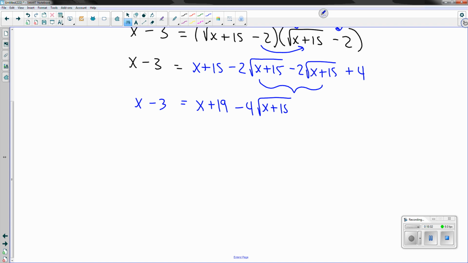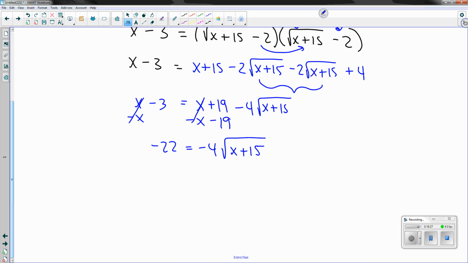So I'm going to move everything that's not involved with the radical to the other side if it's worth my time. Well, we're going to move this x over, and isn't that nice that these cancel out on both sides? And if I'm going to move this 19 over, by subtracting, I get -22 equals -4 square root of x plus 15.